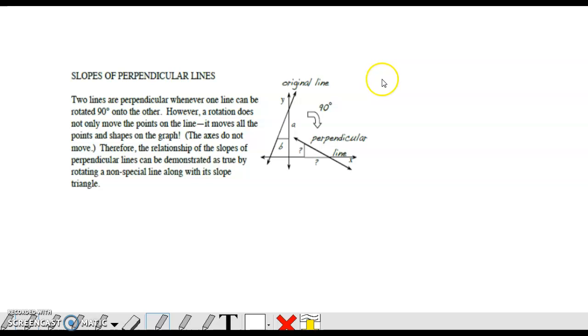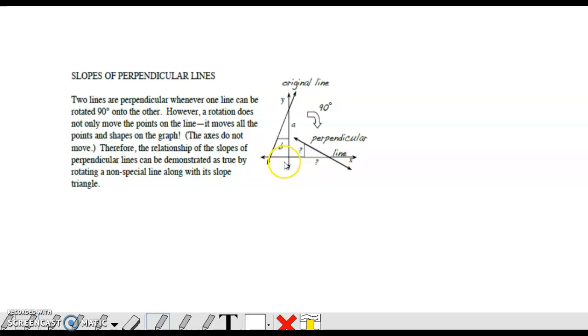However, your rotation does not only move the points on the line, it also moves all the points and shapes on the graph. The axes do not move. Therefore, the relationship of the slopes of the perpendicular lines can be demonstrated as true by rotating a non-special line along with its slope. So again, these are our slopes that we are dealing with.